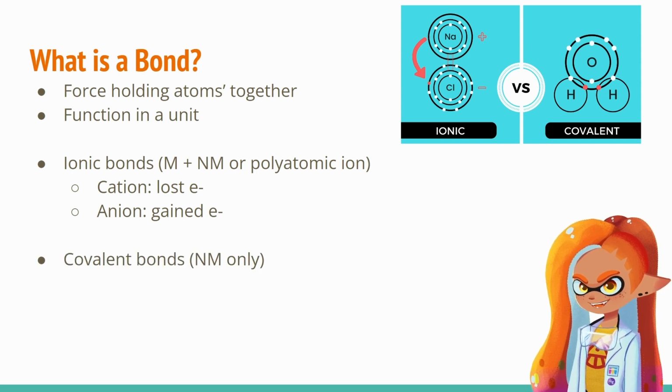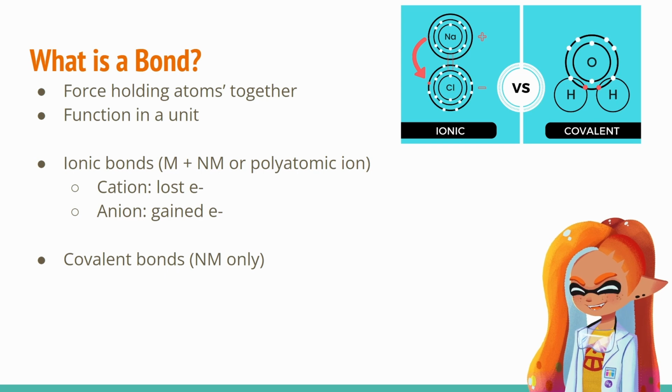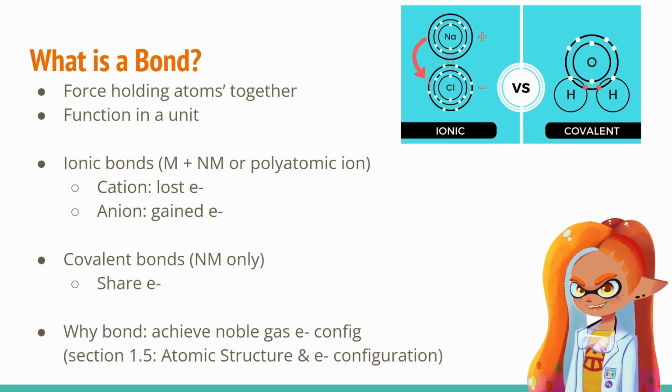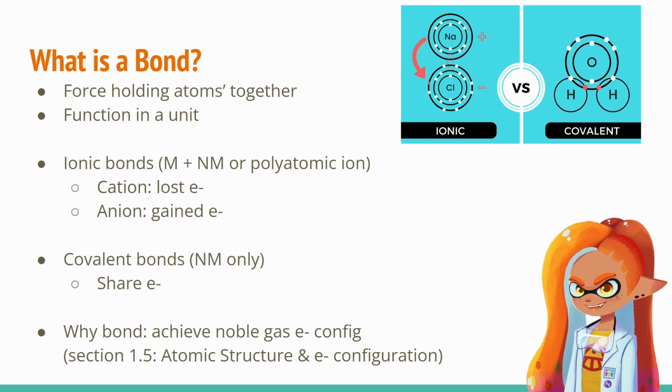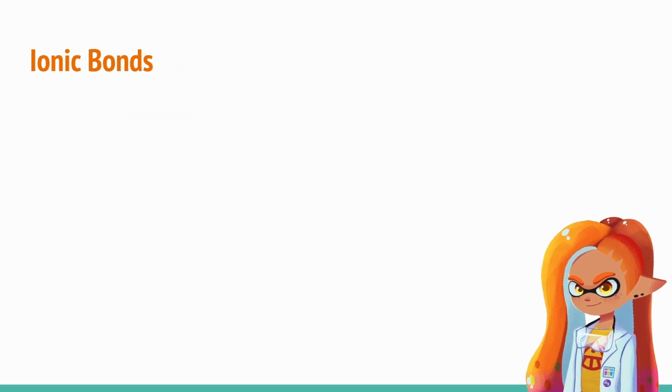Covalent bonds are nonmetal only, so make sure you know where those are on the periodic table, and the bonds in particular are sharing electrons between the atoms. And so why do compounds form, or why do molecules form? It's because they want to achieve the noble gas electron configuration. So back in section 1.5, we talked about electron configuration and the pattern behind it, so make sure that you review that. And so we bond just so we can reach that point. You also may have recalled the octet rule back in Gen Chem, though we don't tend to talk about that as much in AP.